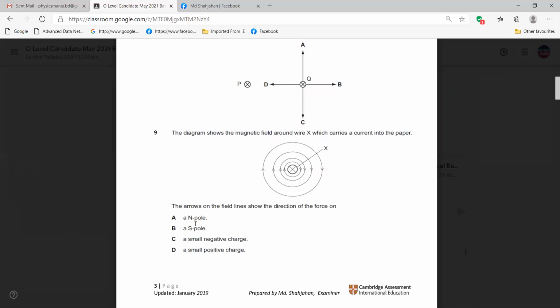Wait, sir, one minute. The arrows always represent, not full. So what changes would be done on the question if the answer was South Pole? No, it will not be South Pole. Always field lines start from north and go into the south. That's why the direction of the arrow is always north. Okay, okay.